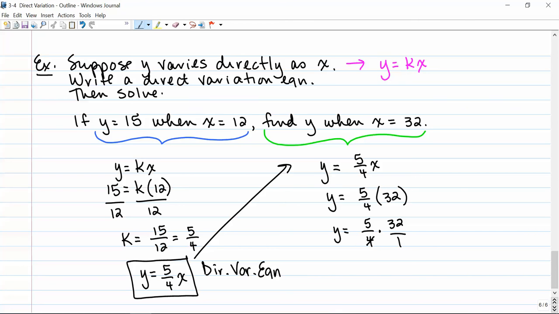Go ahead and do some canceling. Both of those are divisible by 4. So y is equal to 5 times 8, which is 40. And that's the second part of the problem. Notice it said to do two things. Write a direct variation equation, which we did here, y equals 5/4 x, and then solve, which was finding y when x equals 32. So in this lesson we took a look at direct variation equations and used the formula y equals kx to graph lines and to solve direct variation equations.